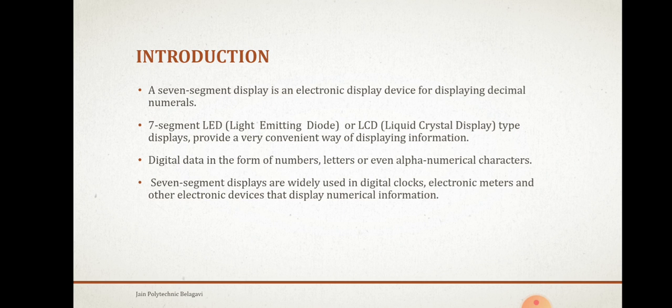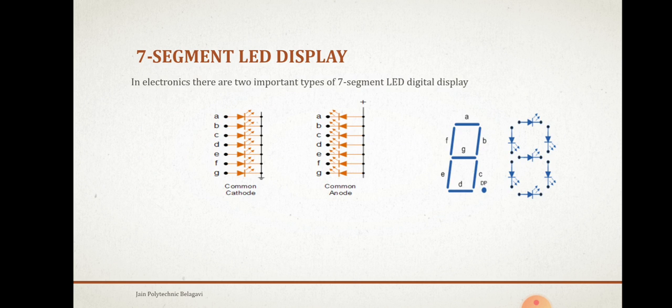Displays also have additional input pins to display the decimal point in their lower right or left hand corner. It also has 8 connections, one for each segment and one that acts as a common terminal. In electronics there are two important types of 7 segment displays. The first one is the common cathode and the other is the common anode mode. You can observe that figure.